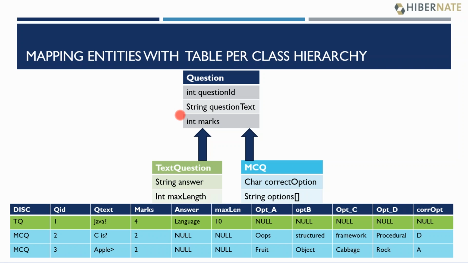So basically what you're saying is, for every class in a hierarchical structure, every class has a discriminator value, like TQ, MCQ, whatever. And when you're inserting, you will say this is a TQ object, and then it will know exactly which columns to populate. Yes. Okay, I think I got it. Thank you. Okay, welcome.